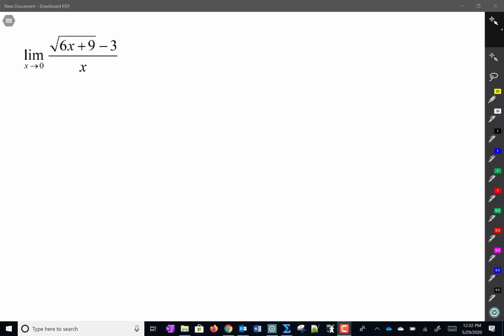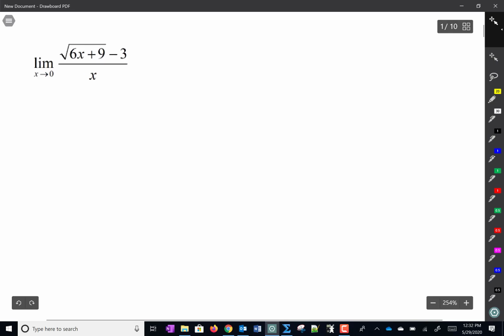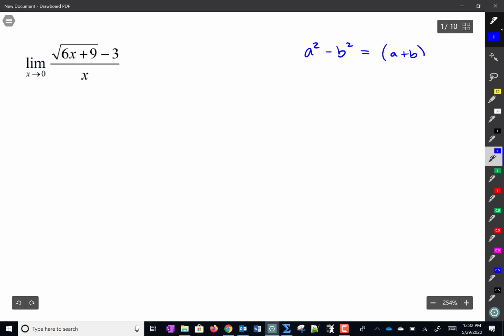To work a problem that is a limit involving a square root, what we're going to take advantage of is the difference of squares formula. To remind you what that is, the difference of squares looks like a squared minus b squared factors as a plus b times a minus b.